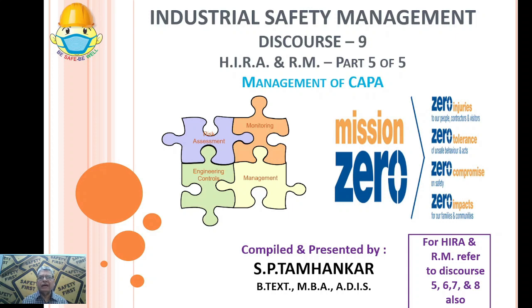Today we are going to have discourse 9, which is part 5 of the total 5 parts of hazard identification, risk assessment and risk management. That means it is the last part of this topic. Here we are going to look into management of CAPA, that is corrective and preventive action.